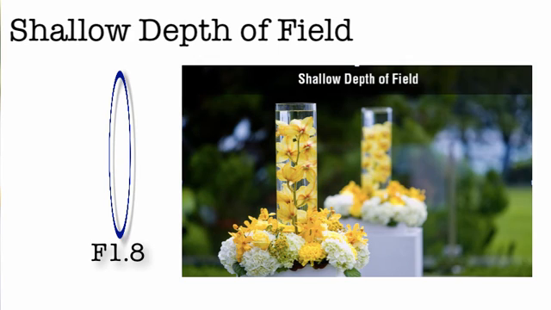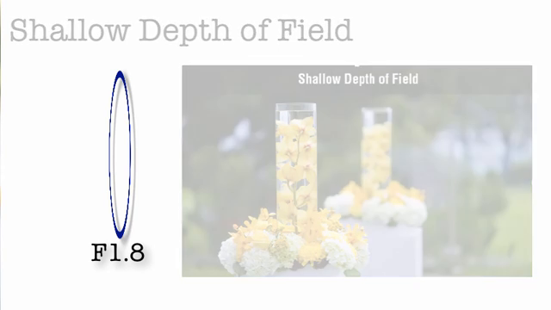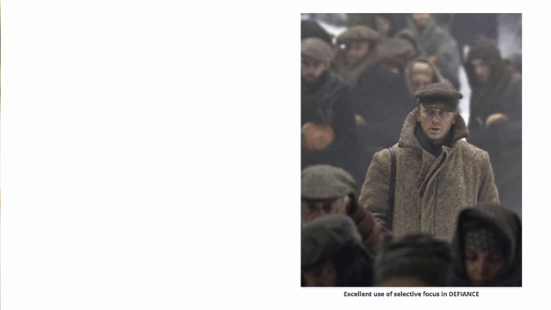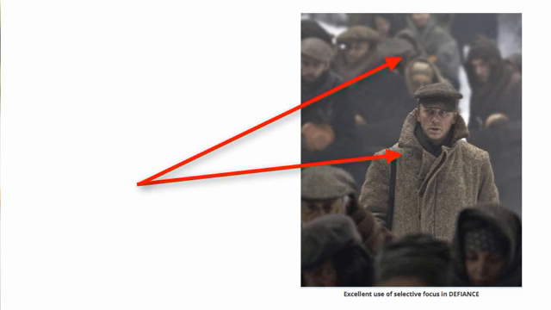In film, shallow depth of field is used primarily to isolate the subject from its environment and make it appear separate from the elements around him, her, or it. For example, look at this picture of Daniel Craig in the movie Defiance. Notice how he stands out from the rest of the crowd from a shallow depth of field.